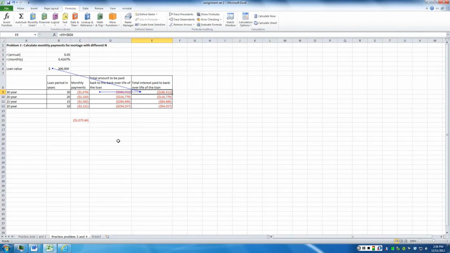So again, in summary, it is super important that not only do you understand the financial concepts, but you are also able to use them in Excel so you can do what if. So I hope this was helpful.